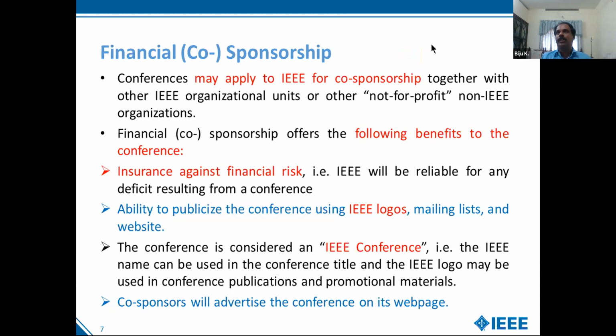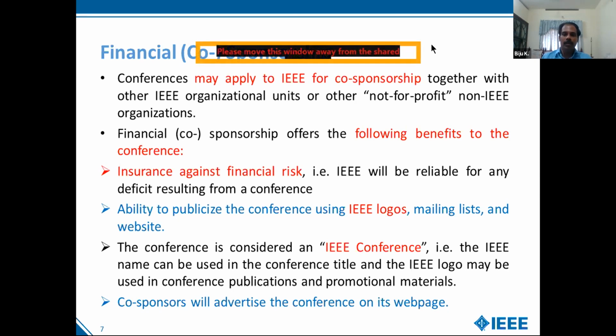Please note that this is possible only with the IEEE financial co-sponsored or sole sponsored conference only. And this is not possible with the technically co-sponsored conference. So this is an added advantage of a financially co-sponsored conference.